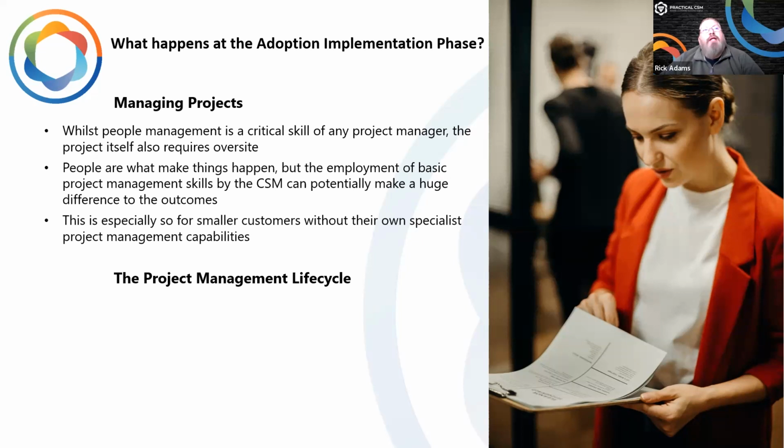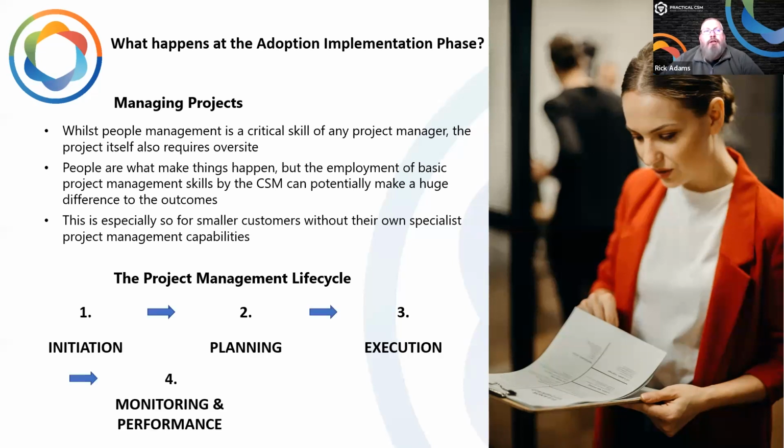So we need to understand the concept in project management of the project management life cycle. So what's the project management life cycle? Well, there's 5 phases or steps, if you like, within the project management life cycle: initiation, planning, execution, monitoring and performance, and closure. Let's very briefly define what these different phases are that a project manager would go through.